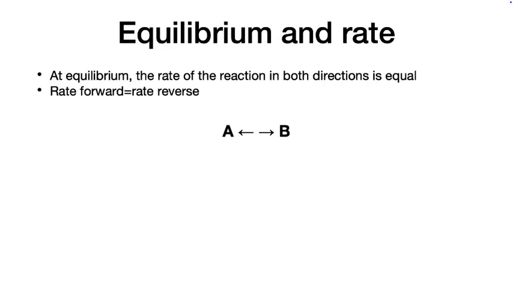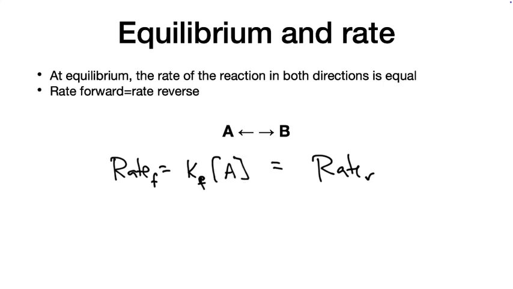Equilibrium and rate. We went through and did this solve. What did we say equilibrium was? Yep, that's exactly what we said it was: the rate forward equals the rate reverse. What is our rate forward? K forward times the concentration of our reactants. What is our rate reverse? K reverse times the concentration of our products.